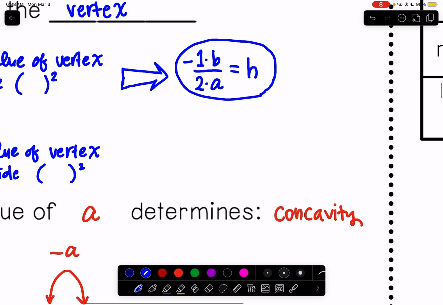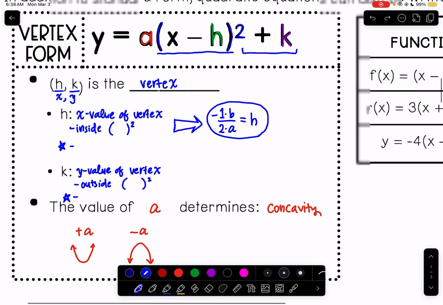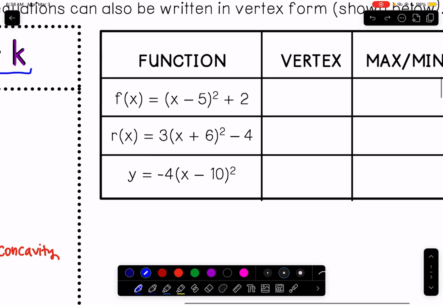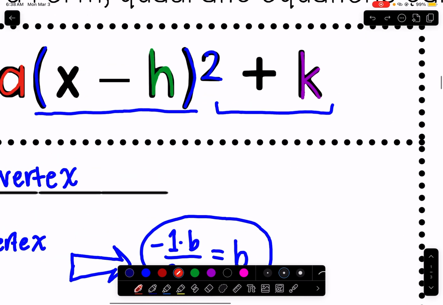And then whenever we plug this back into the equation for x, the y value that we get is k. So let's see. I want us to look over here and talk a little bit more about that h and k and about that minus and plus.